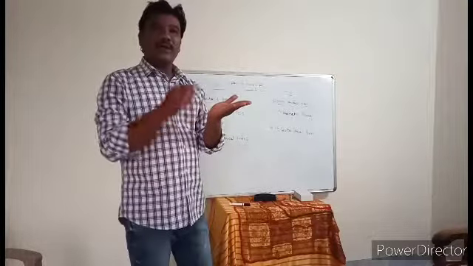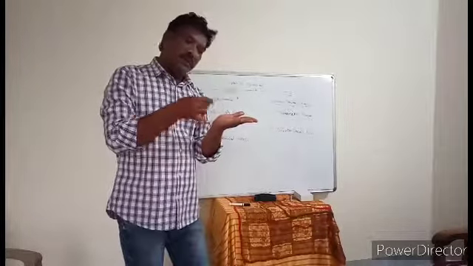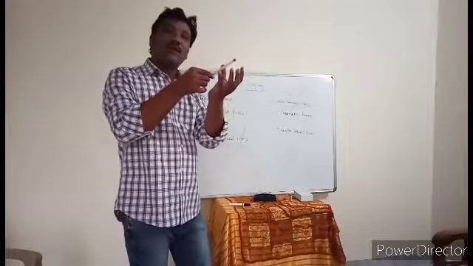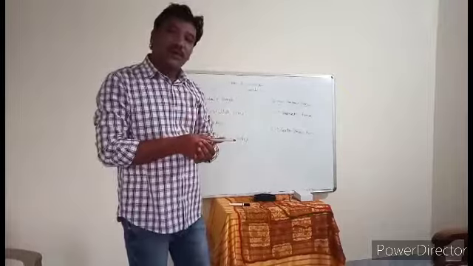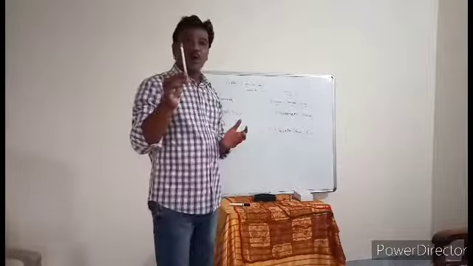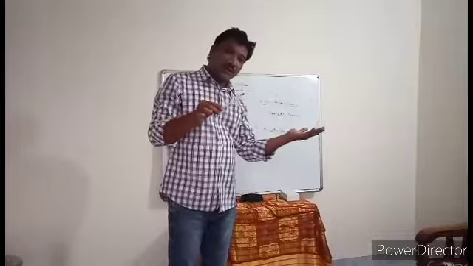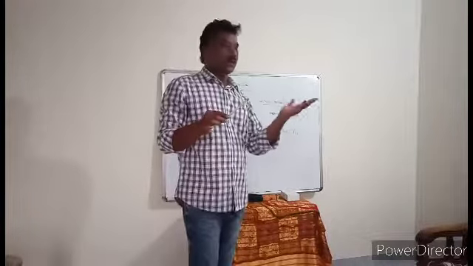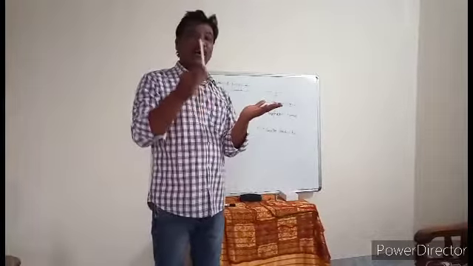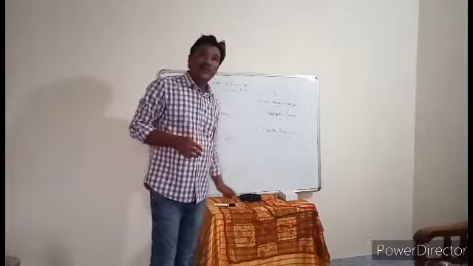What happened here? The charged body is attracting the paper pieces. There is no contact between this object and the paper pieces, even though the paper pieces are attracted by the charged body. Such type of force is also called electrostatic force. Here a charged body is exerting force on another body, whether that other body is charged or uncharged. Such type of force is called electrostatic force.